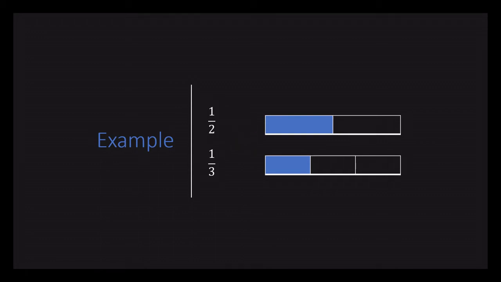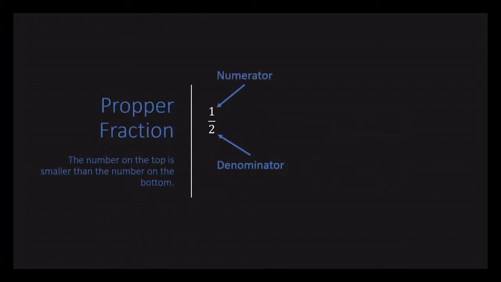Now my friends, most of the time in a fraction the number on the top is going to be smaller than the number on the bottom. And this is known as a proper fraction. And this is what's going to happen most of the times. In most cases, our fractions are going to be proper fractions. What is a proper fraction? Well, a proper fraction is when the number on the top is smaller than the number on the bottom.